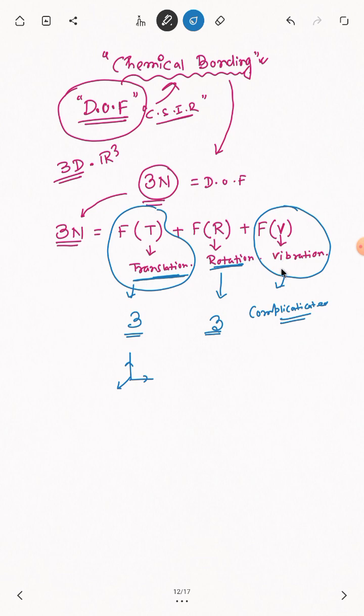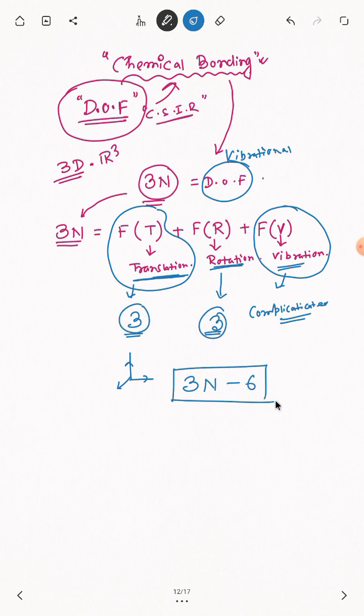Just see here, vibrational degree of freedom. If questions have been set on vibrational DOF, what we will do? We will just eliminate 3n from 3n, this 3 and 3 is 6, so minus 6. This is the result we should remember.